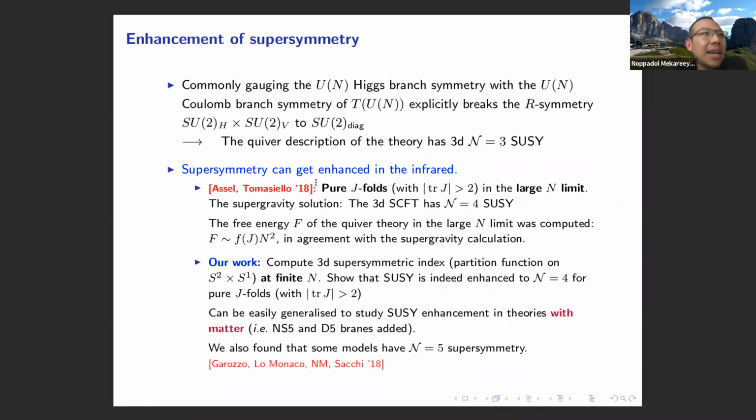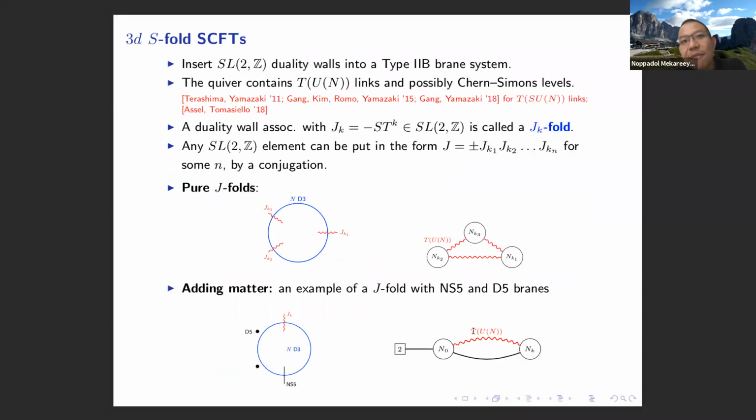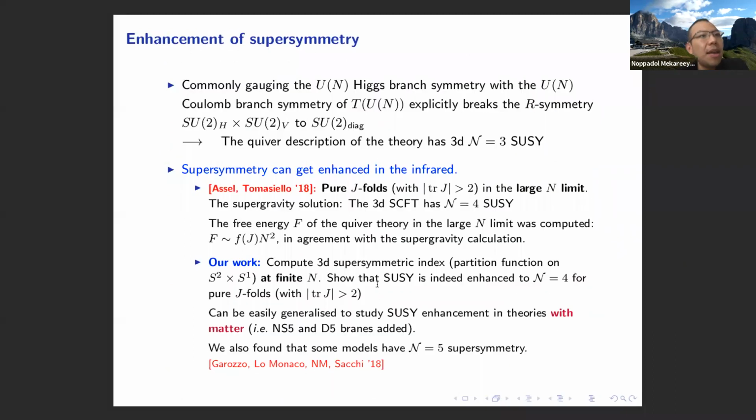So what I'm saying is that the gravity dual of this is known, and you can match the free energy of the quiver theory in the large N limit with the supergravity calculation, and it matches nicely. Now you can ask, what about when you add matter? This doesn't have a clear gravity dual anymore. This has a good gravity dual at large N. This, for example, is not clear. And also, what about at finite N?